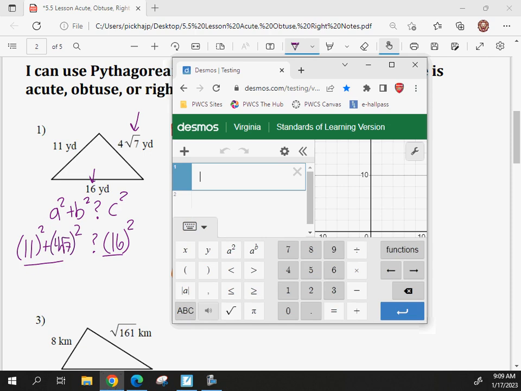So I'm going to use Desmos to help me. I'm going to do 11 squared, and I can do that in parentheses. This to the second power will square whatever you have in parentheses there. And then I'm going to use parentheses again to put in 4 root 7, and close my parentheses, and then I can square that. And you can see it's doing the work for me. It's telling me the left side of my equation is 233.